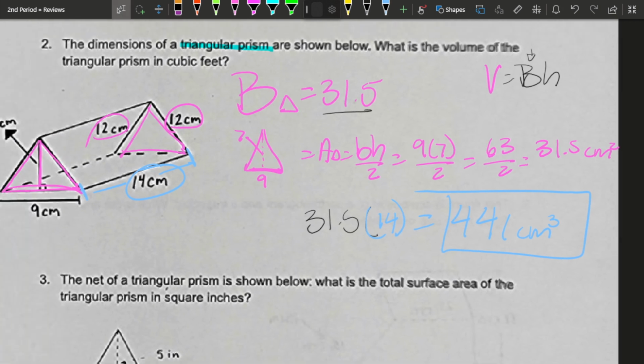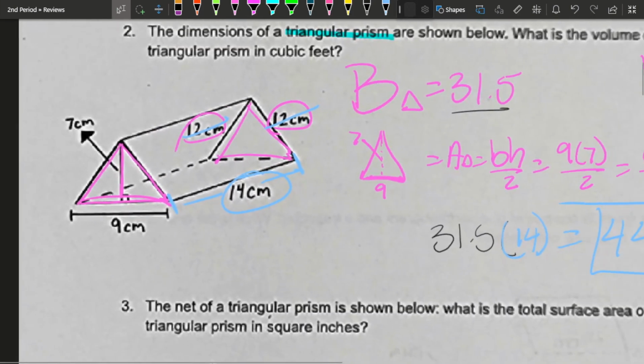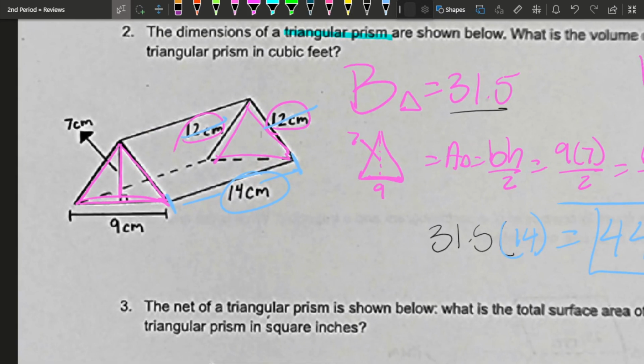So, do we really need those 12s right there? Not at all. So the fast way to do this is actually just multiply the three numbers, 7, 9, and 14, and then divide by 2. That's the fast way if you're looking for the volume.